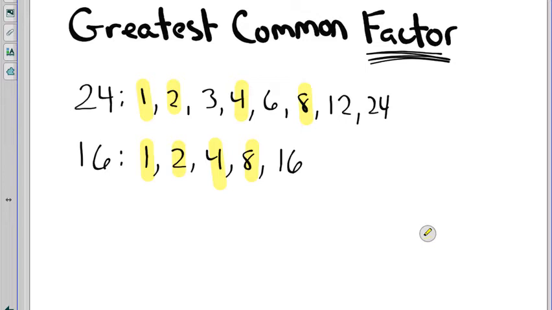And now we're looking at the word greatest, which means the most, the biggest. So what is the biggest of the common factors they have? I can hear you all saying, ooh, I know. Yes, it's 8. You're all correct. So the greatest common factor of 24 and 16 is 8.